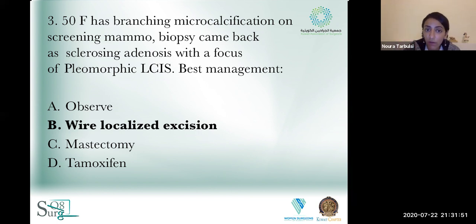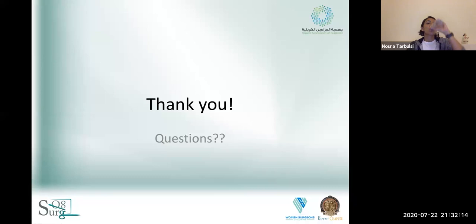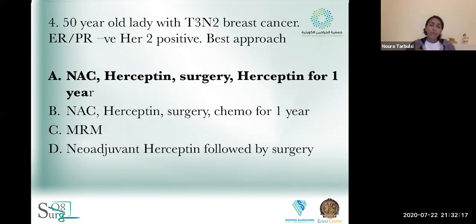I'm doing a wire localized excision of that area because we discovered pleomorphic LCIS. I have to make sure that in that area we are not missing DCIS or cancer. If there was an option of bilateral mastectomy, then yes, it would be okay to think about mastectomy, but unilateral, no. We can go to the next question.